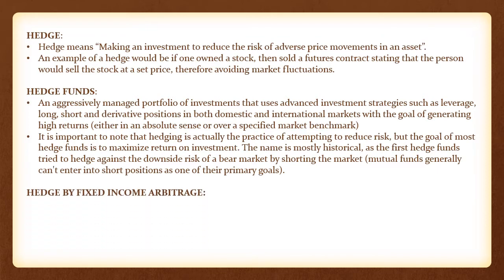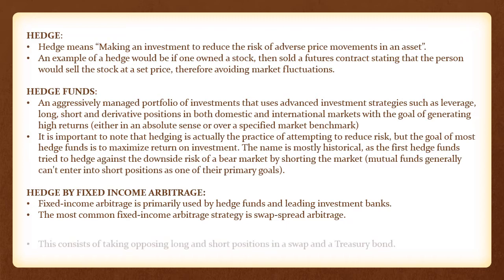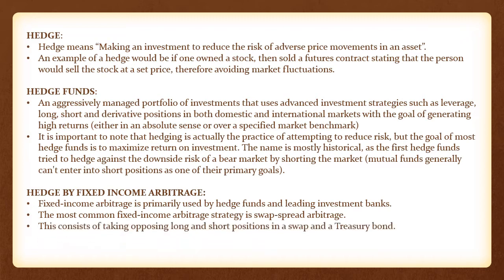Hedge fund strategy: fixed income arbitrage. Fixed income arbitrage is primarily used by hedge funds and leading investment banks. The most common fixed income arbitrage strategy is swap spread arbitrage. This consists of taking opposing long and short positions in a swap and a treasury bond. Such strategies provide relatively small returns and in some cases huge losses.